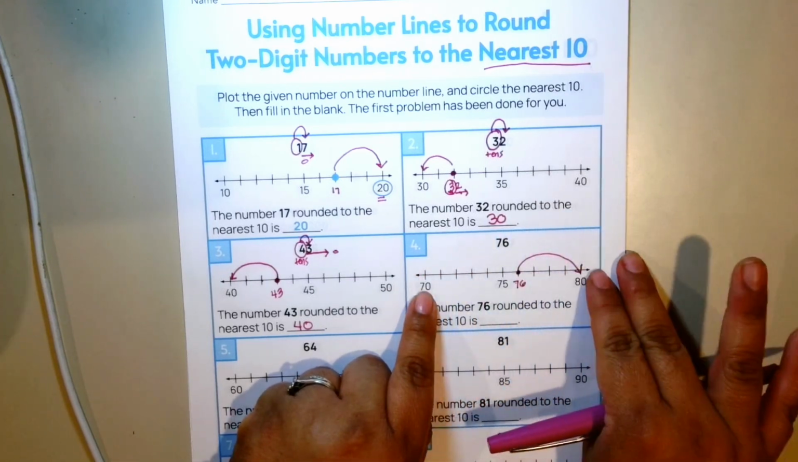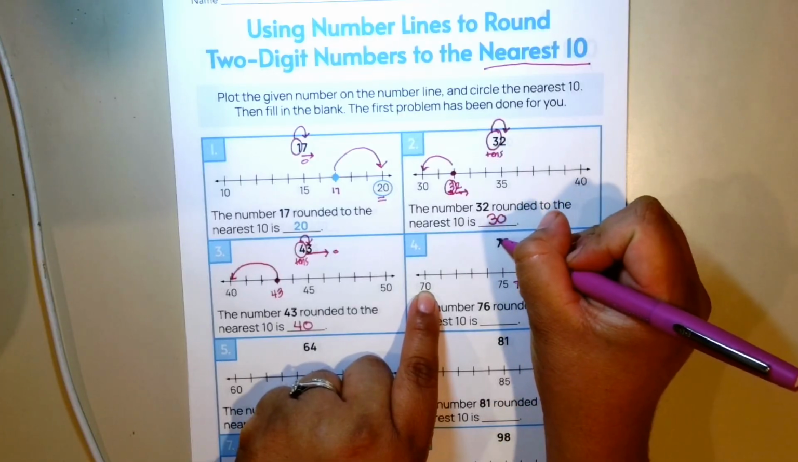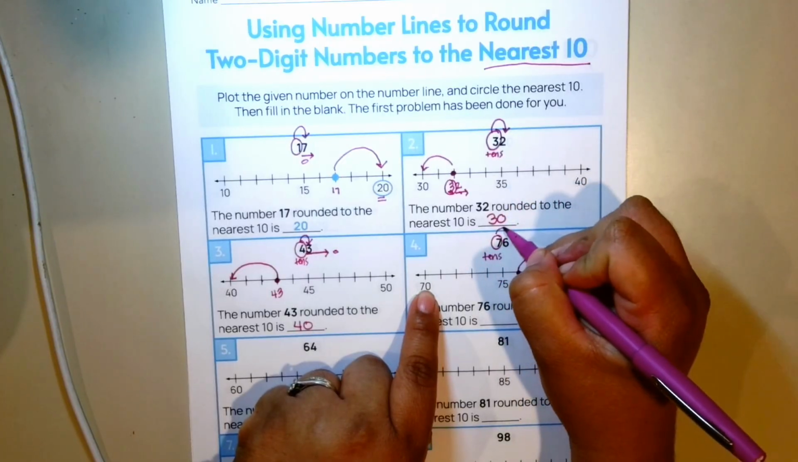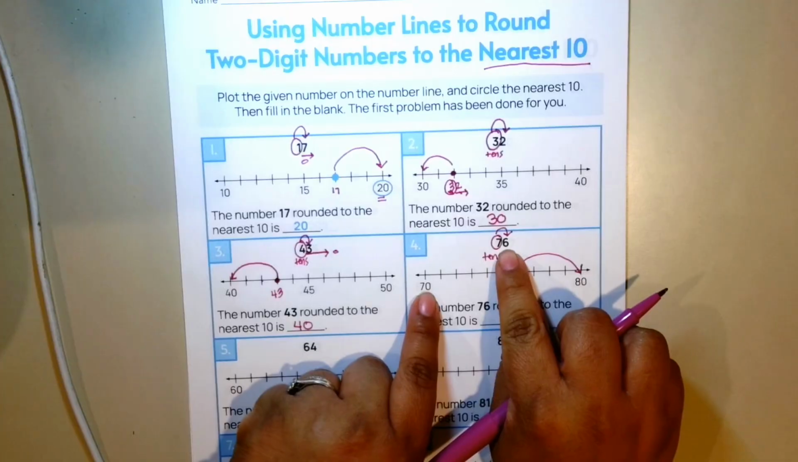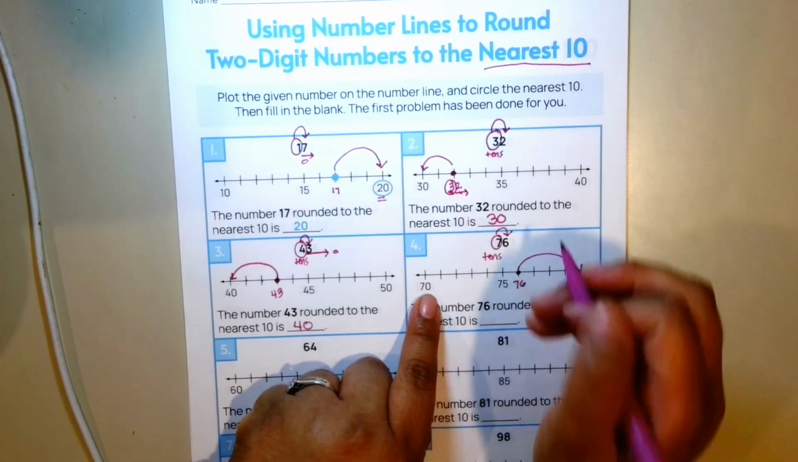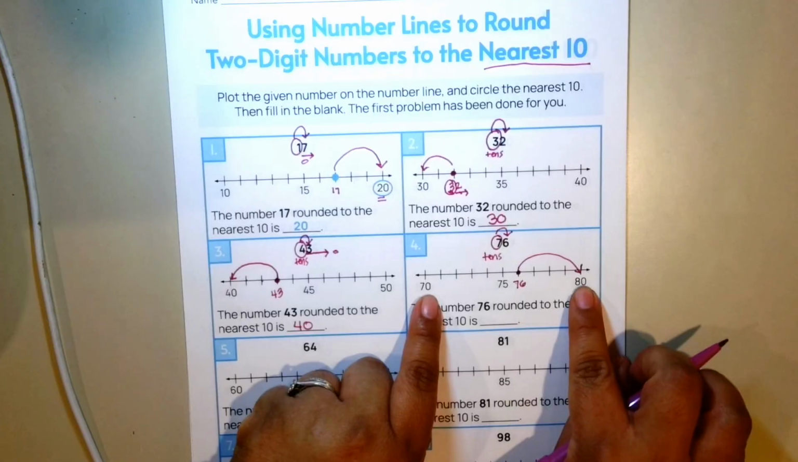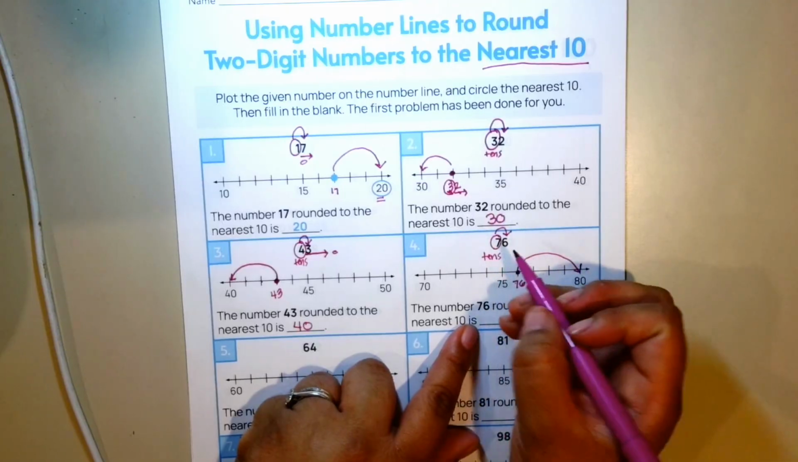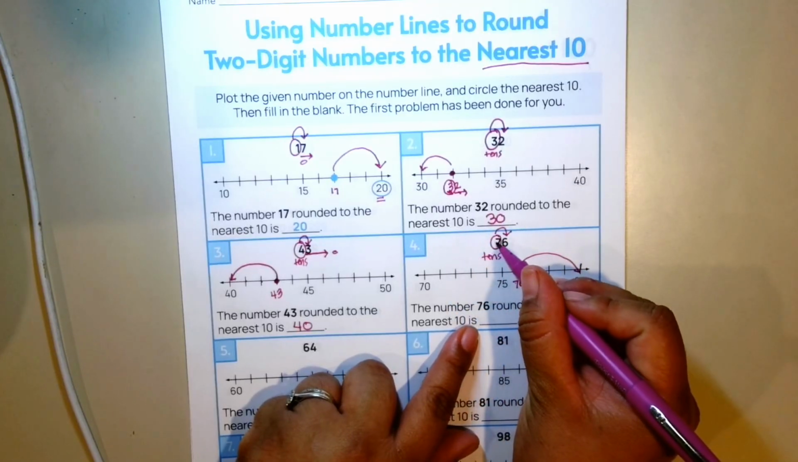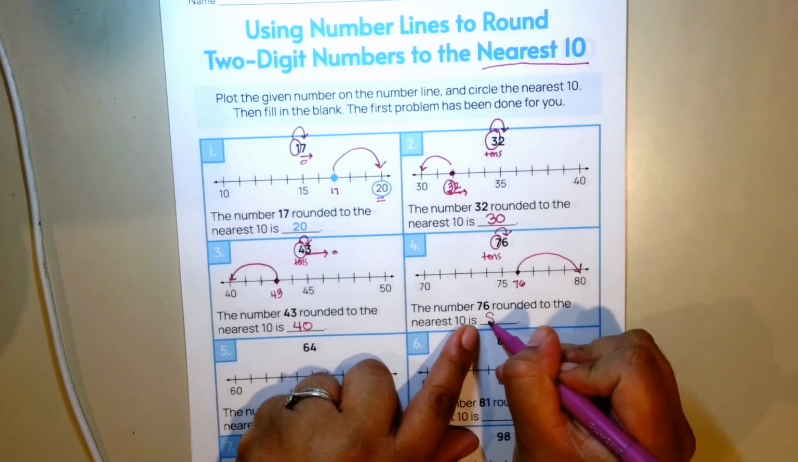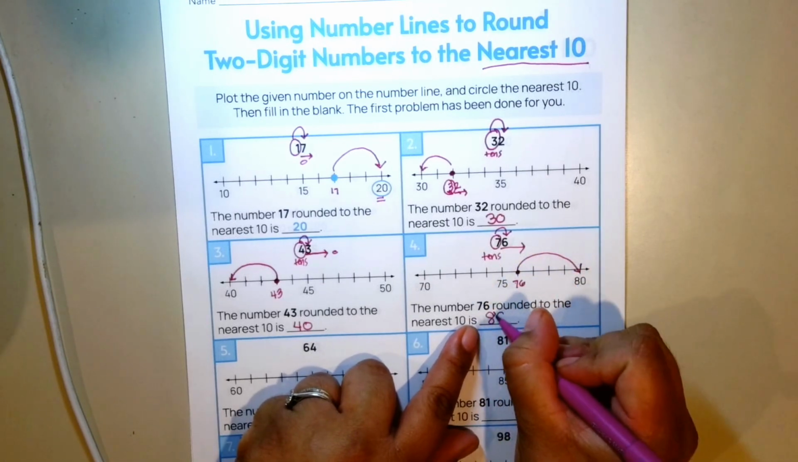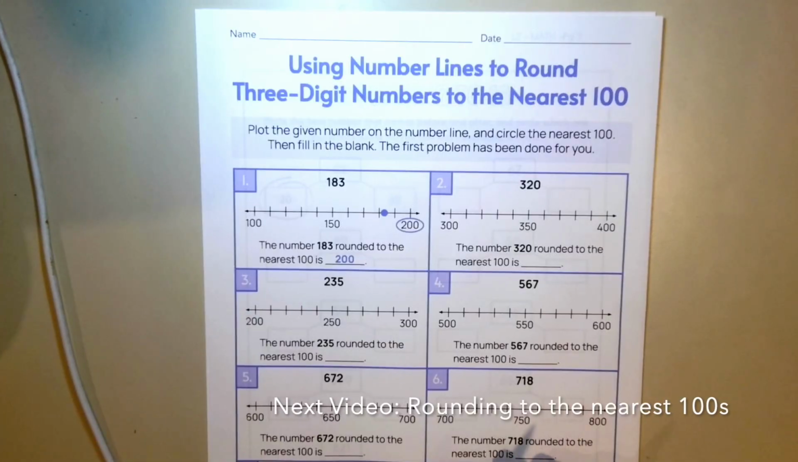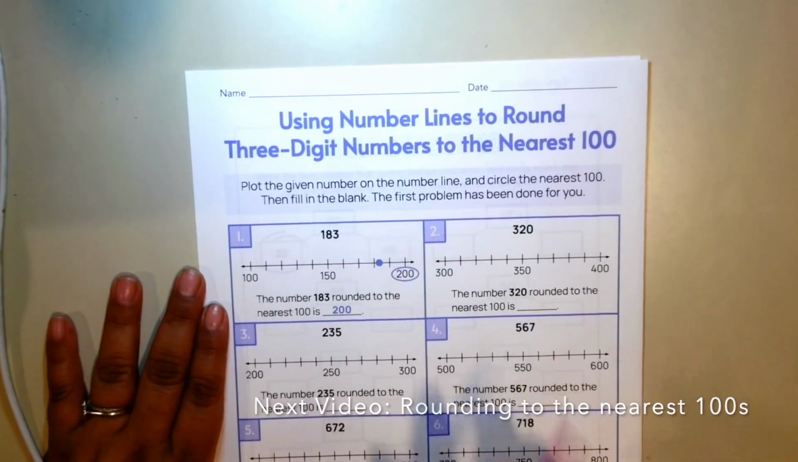But if we didn't have the number line, we would circle the target number, the tens, and look to the right. If it's 5 or above, then it rounds up to the upper 10. And that means that this one would become 80. Or from our notes, this one goes up by 1, which is 8, and then the rest becomes 0. 80. Okay, now let's look at number lines with rounding to the nearest 100.